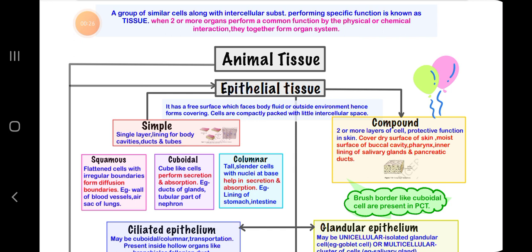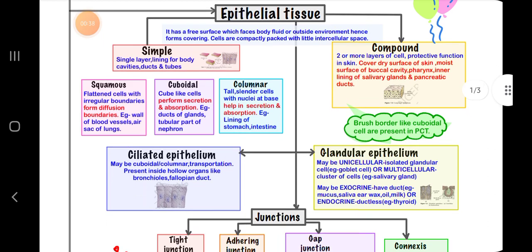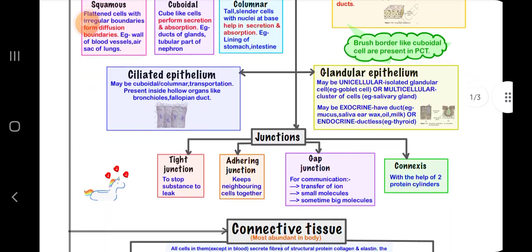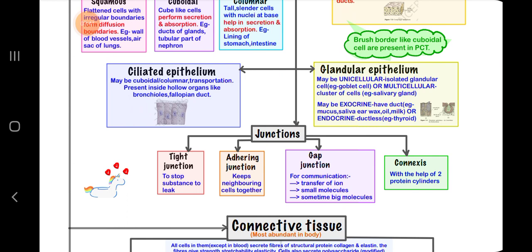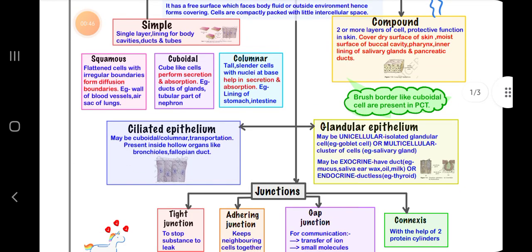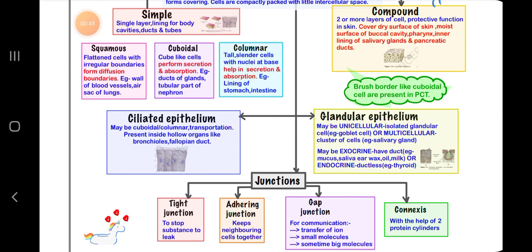Simple is a single layer lining for body cavities, ducts and tubes. Compound has two or more layers of cells, with a protective function in skin. Simple epithelial tissue junctions are tight junction, adhering junction, gap junction and connexin. Then there are two types, ciliated epithelium and glandular epithelium.